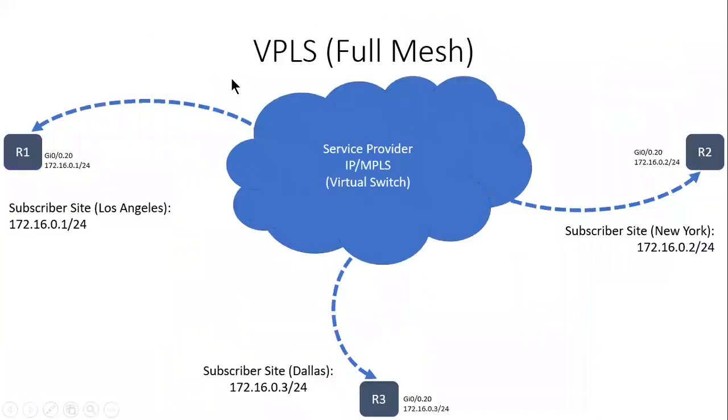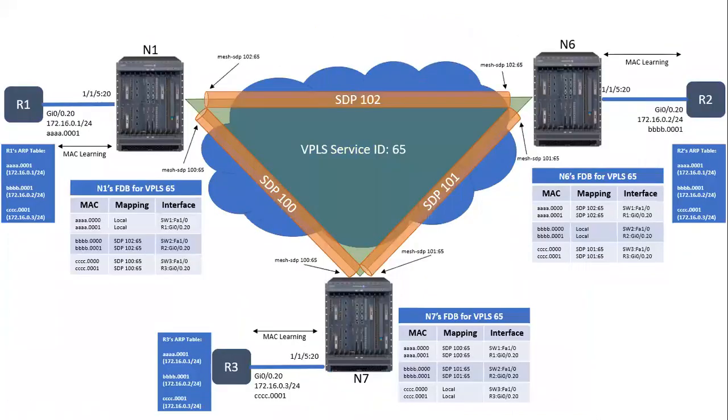So in the case of our VPLS, we had a full mesh of service distribution points, which were just targeted LDP sessions. So N1 had a targeted LDP session to N6 and N6 to N1. N1 had a targeted LDP session to N7 and N7 to N1. N7 had a targeted LDP session to N6 and N6 to N7.